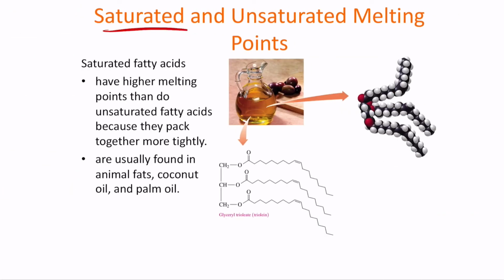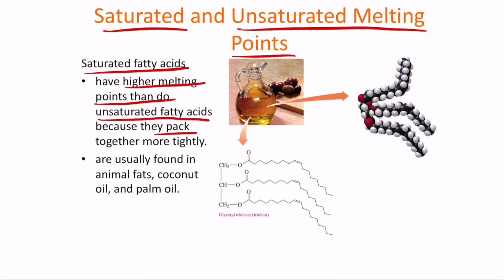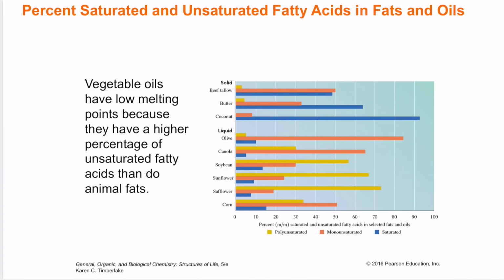Melting points depend on the saturation of the fatty acid. Saturated fatty acids generally have higher melting points than unsaturated fatty acids because they can pack more tightly together, and they are generally found in animal fats, coconut oil and palm oil.